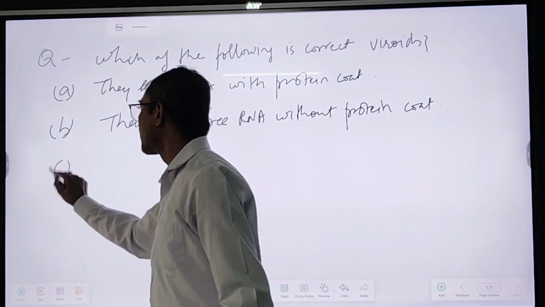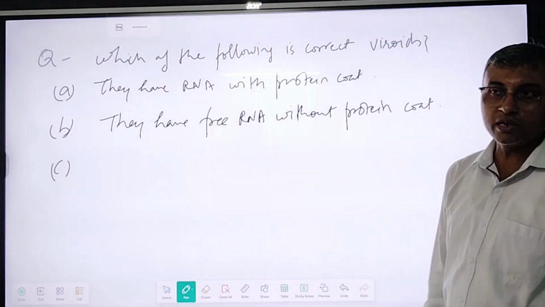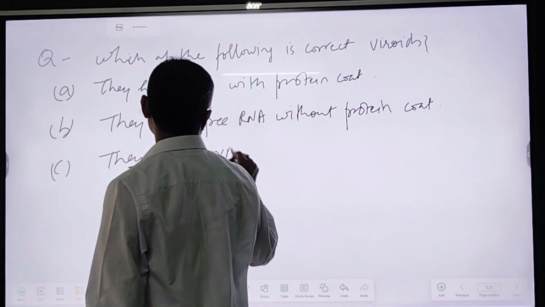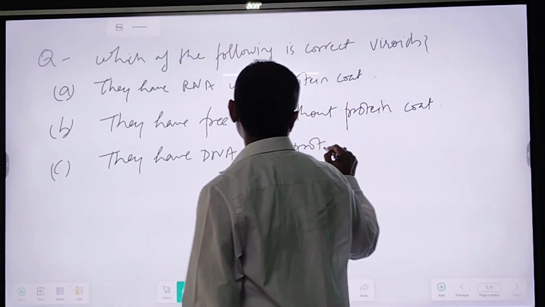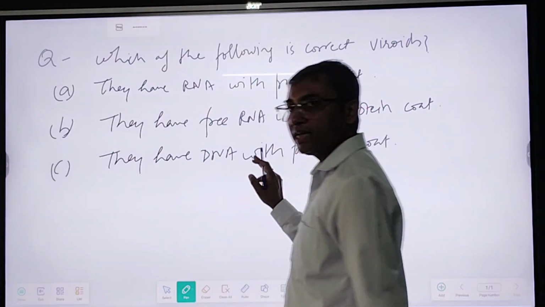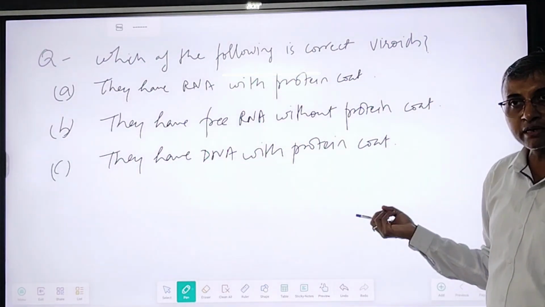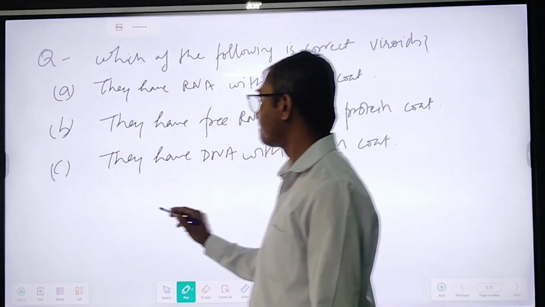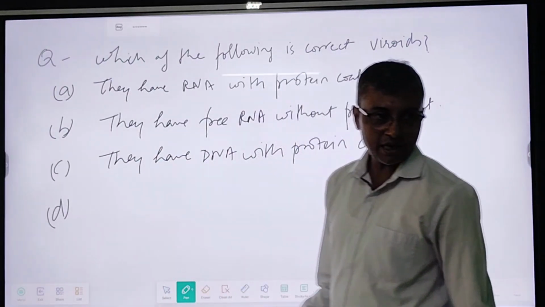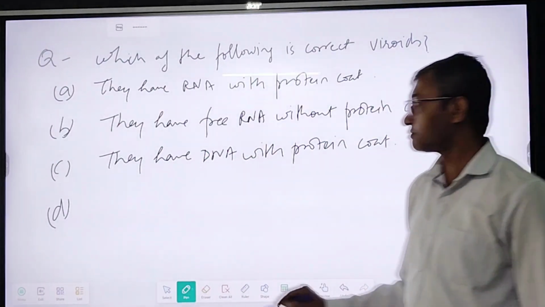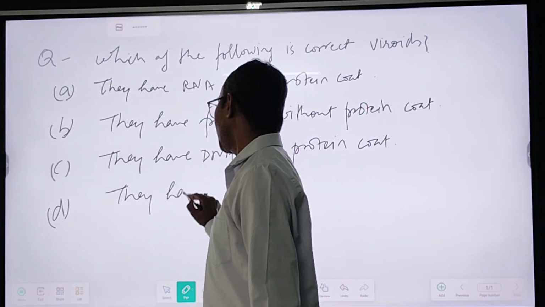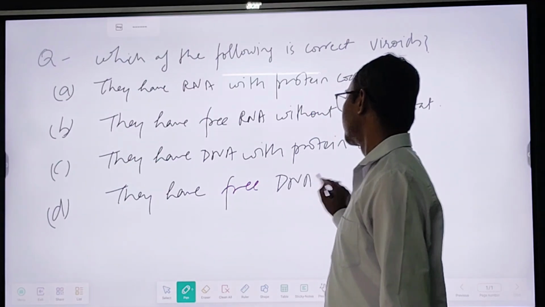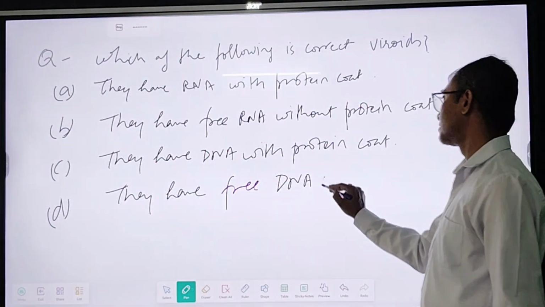Next statement is, they have DNA with protein code. If DNA with the protein code is present, then they will also become the viruses. And D, they have free DNA without a protein code.